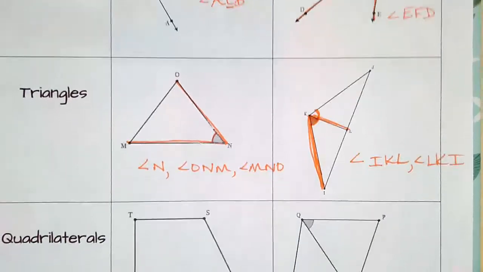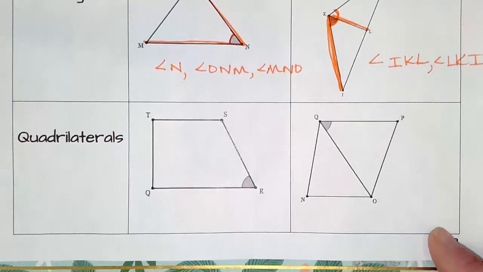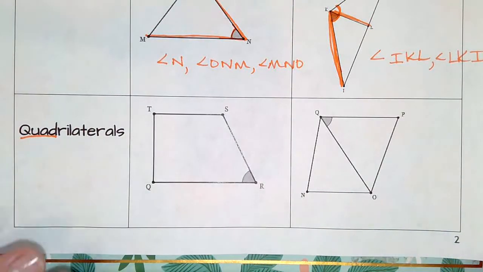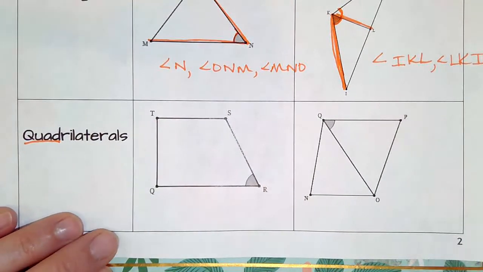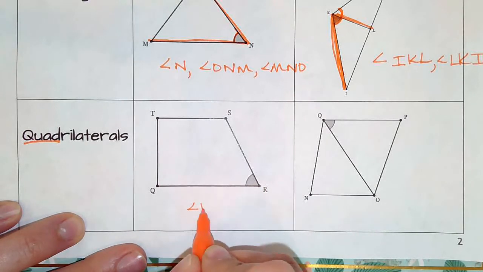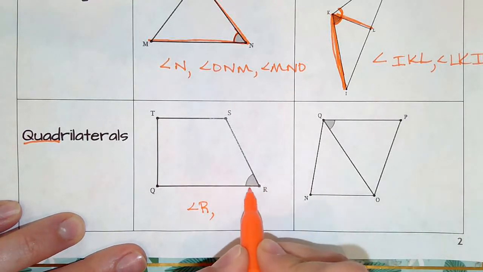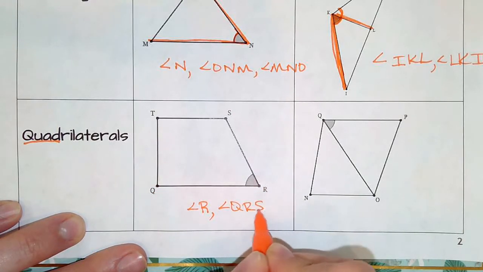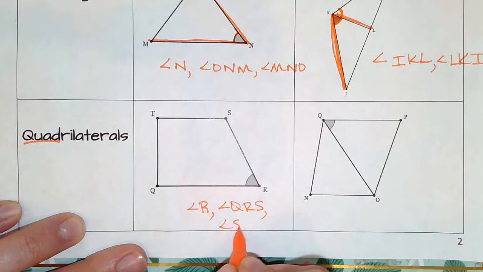Okay, and then the last shapes you might see is a quadrilateral. Quad means 4, so it's any 4-sided shape. This could be called angle R. It could be called QRS or SRQ.